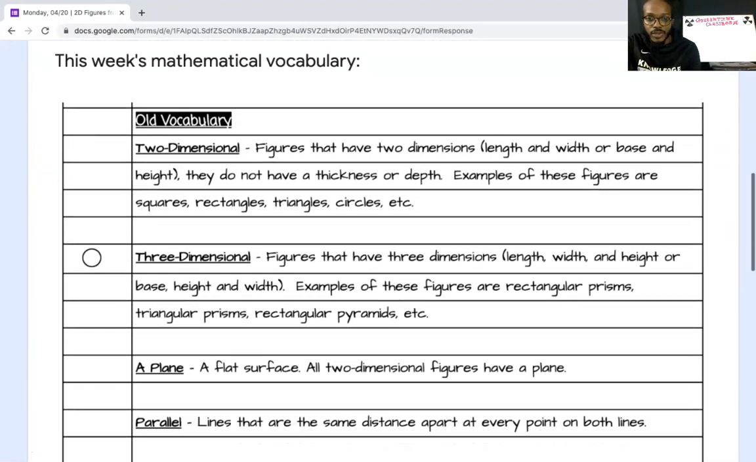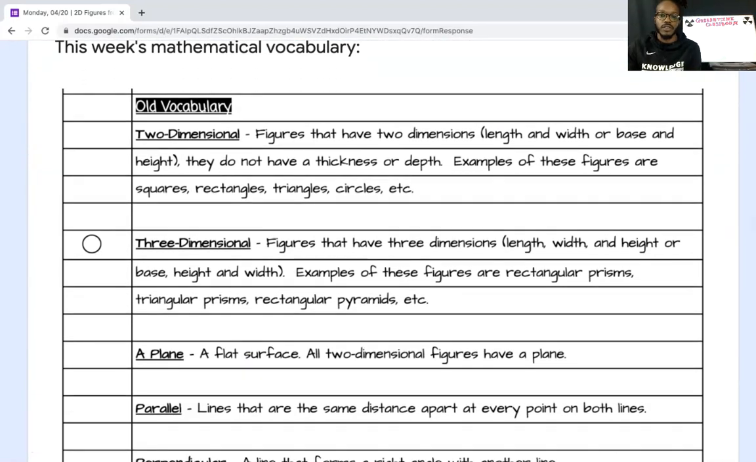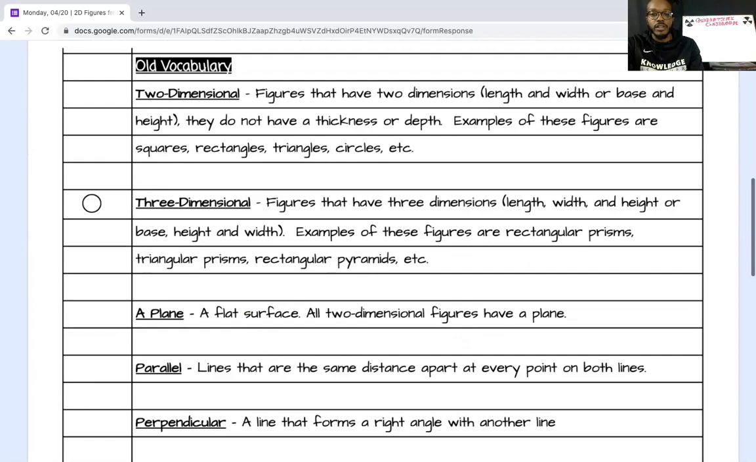The vocabulary that you are used to is two-dimensional shapes. These are figures that have two dimensions, length and width. They do not have a thickness or a depth or a height per se. They just have two dimensions. How far horizontal does it go? How far vertical does it go? Three dimensions is when you add a different direction, so that's when you start thinking about height or depth. So you're thinking about length, width, and height, or length, width, and depth.